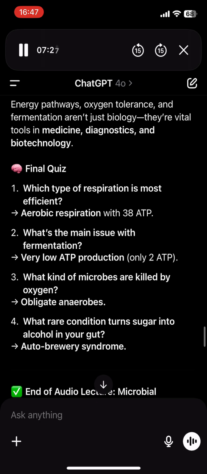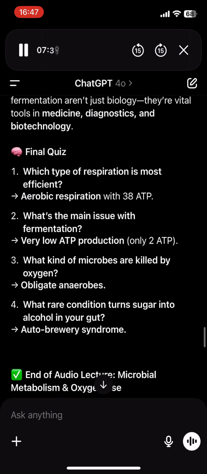Final quiz. 1. Which type of respiration is most efficient? Aerobic respiration with 38 ATP. 2. What's the main issue with fermentation? Very low ATP production, only 2 ATP. 3. What kind of microbes are killed by oxygen? Obligate anaerobes. 4. What rare condition turns sugar into alcohol in your gut? Autobrewery syndrome. End of audio lecture.